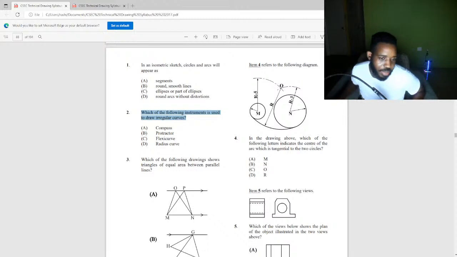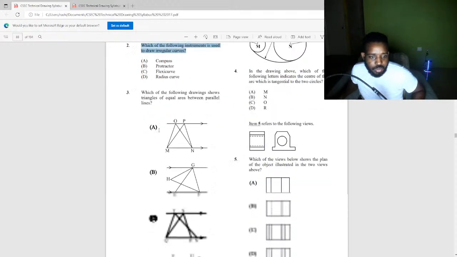But yeah, for number 2, which of the following instruments is used to draw irregular curves? It would be a flexicurve. You can use a compass to draw a regular curve, but the answer is indeed a flexicurve. So both number 1 and 2 would be C.